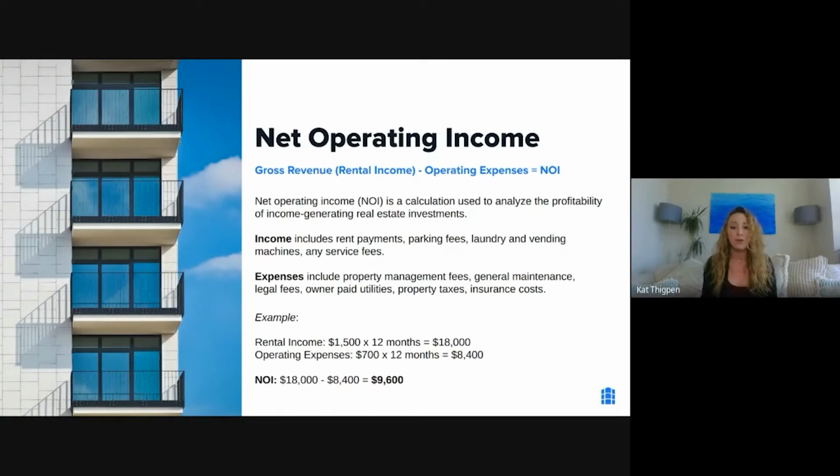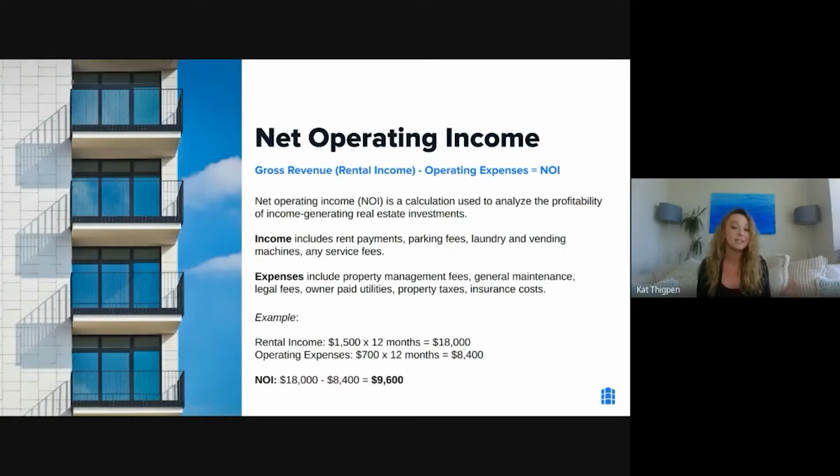So for those who don't know, that is a basic calculation of gross revenue or your rental income, whatever you're generating income-wise for your property, minus your operating expenses, and that is your NOI. So it's a calculation used to analyze the profitability of income-generating real estate investments. And income can include things like parking fees, the rent payments, laundry and vending machines, any other service fees that you're charging tenants. Expenses can include property management fees, your general maintenance, legal fees, owner-paid utilities, property taxes, and insurance costs.